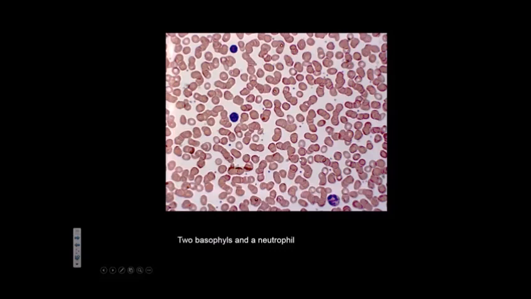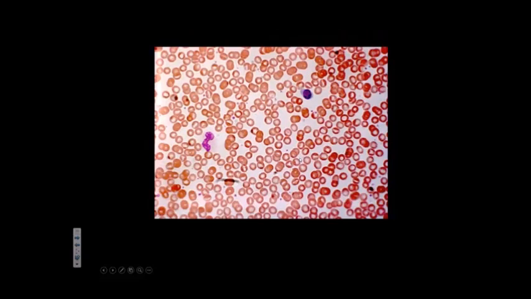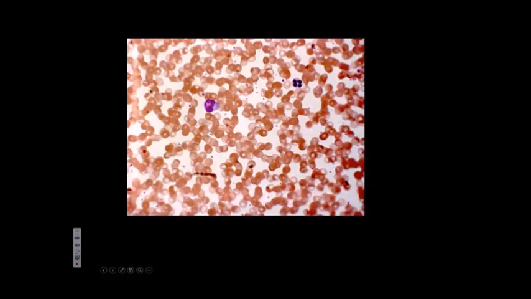Okay, so what is that? See, you can make mistakes. That's a monocyte. What's the other one? A lymphocyte. And you can see some platelets in it, right? Okay, now the cytoplasm over here is kind of clear.